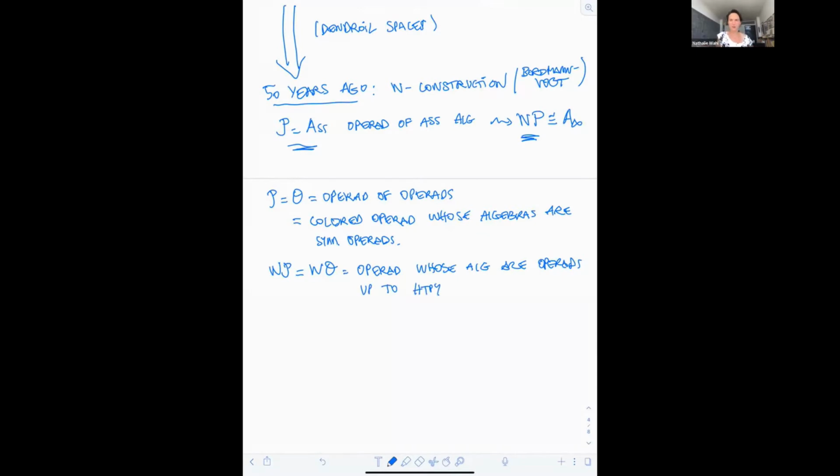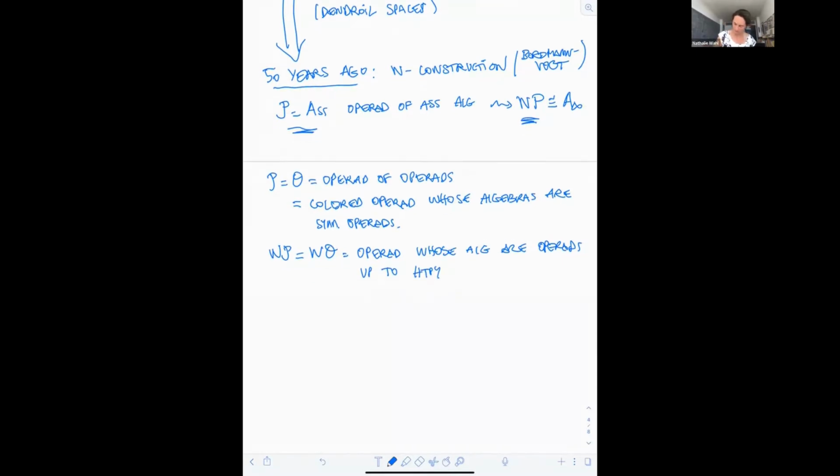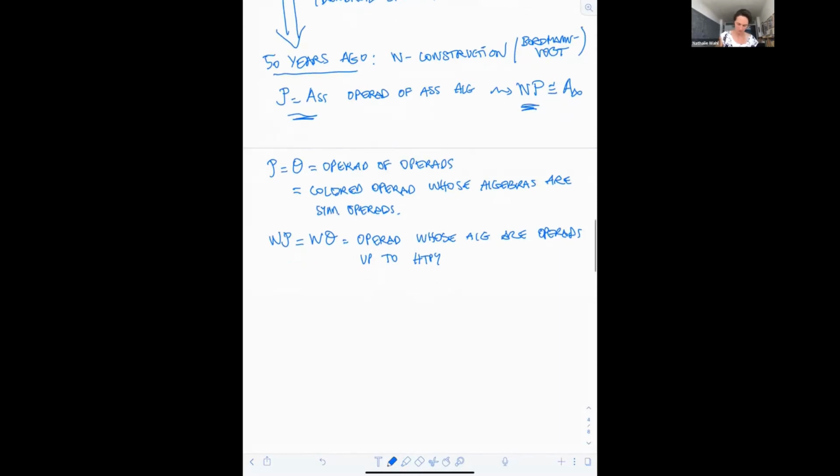And so these are, by work of Berger, Moerdijk, or other people, WO algebras are infinity operads in today's sets.